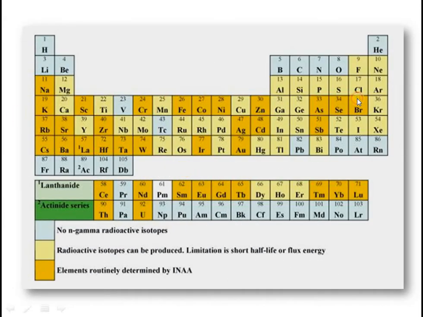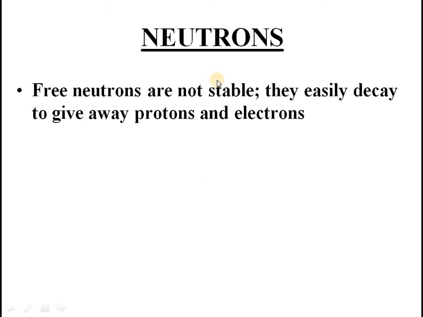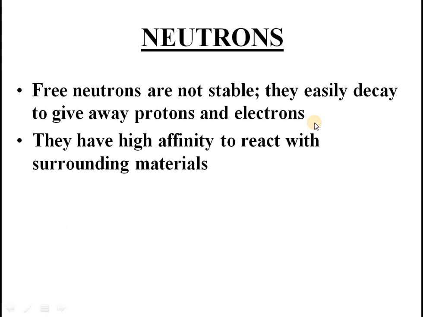Okay, so they are symbolically shown here in the periodic table. It extends from all periods, all groups, irrespective of the groups or periods. And some few remarks about the neutrons. Free neutrons are not stable. They can easily decay away to give protons and electrons. These are all fundamental things you are already aware of, and they have a high affinity to react with surrounding materials.